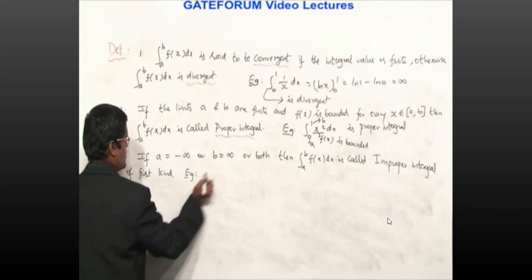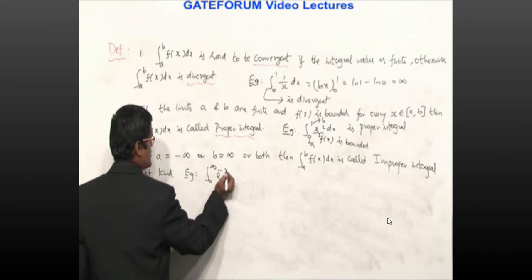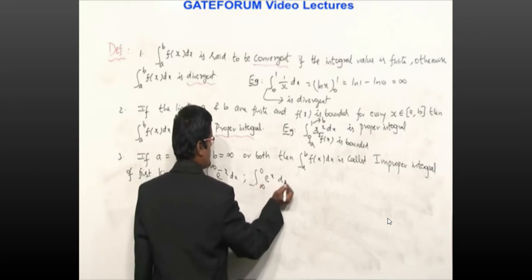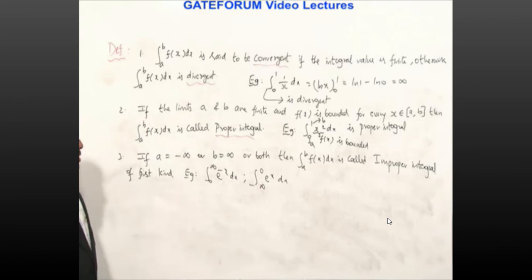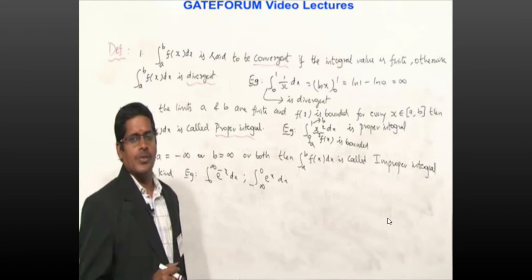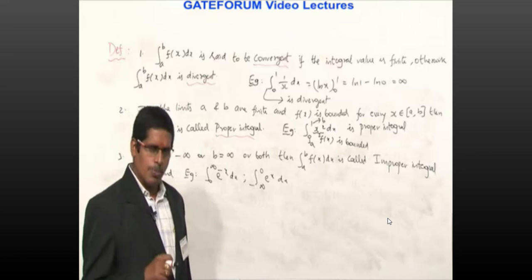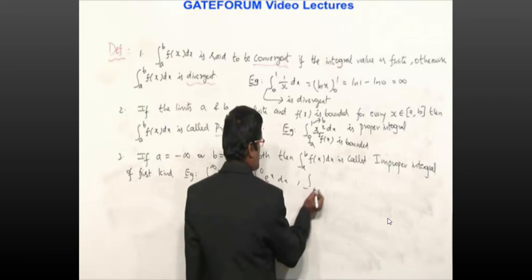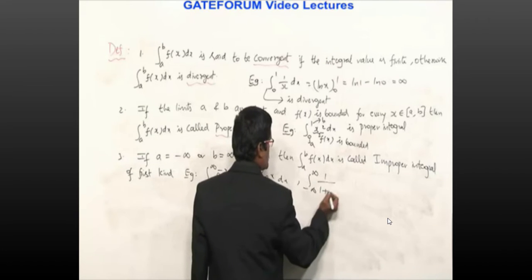Example, 0 to infinity e to the power minus x dx, minus infinity to 0 e to the power x dx. Either the upper limit or lower limit or both are infinity. Okay, that is minus infinity or both. Then that integral is called an improper integral. Okay, minus infinity to infinity 1 by 1 plus x square dx.